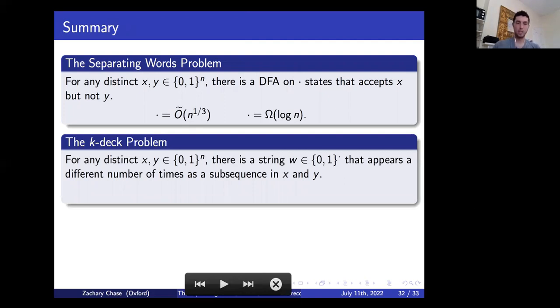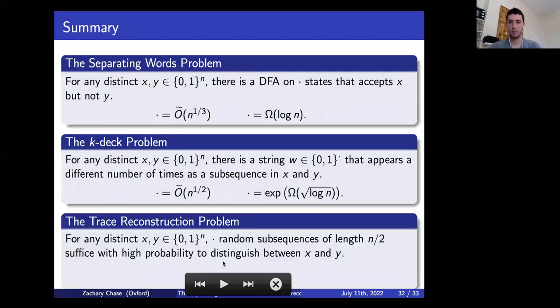The KDEC problem: for any distinct x and y of length n, there's some string w of length at most something that appears a different number of times as a subsequence in x and y. The upper bound is n to the 1/2, and the lower bound is e to the square root of log n, so a big gap also.